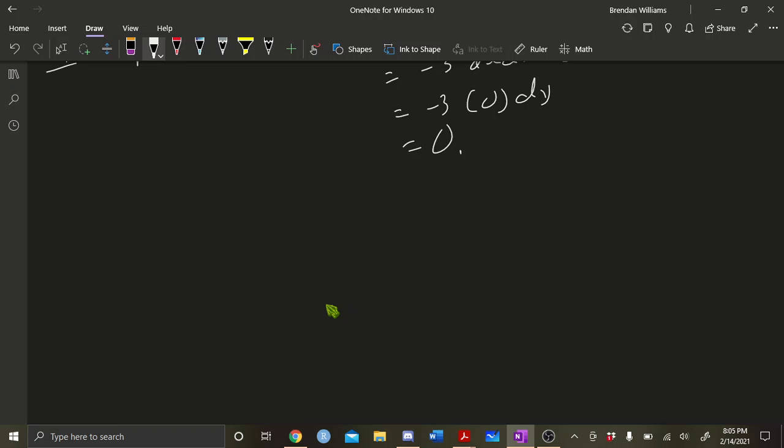Okay, so in other words, we can easily show that if p is greater than 3, all p forms in R3 are just going to be 0.